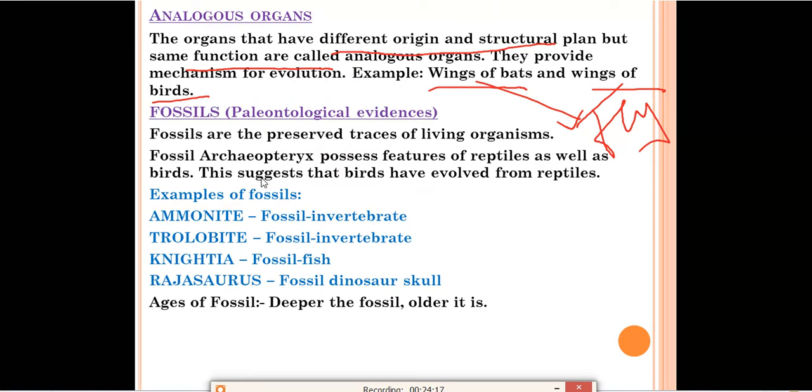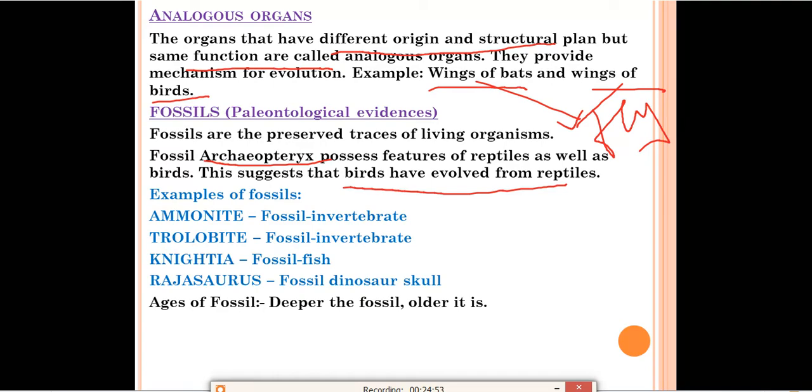Fossil Archaeopteryx possesses features of reptiles as well as birds. This suggests that birds have evolved from reptiles. In this fossil, the features of reptiles and birds are both present. So we can know that birds have evolved from reptiles; they have got some features but have developed from reptiles only. Now some examples of fossils are ammonite, which is a fossil of an invertebrate, and trilobite, which is also an invertebrate.